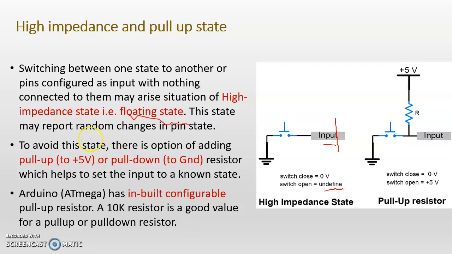So in this condition, what is necessary? The adding of a pull-up resistor. So this R here is connected. This R is called a pull-up resistor, or it is also called a pull-down resistor. So what happens when we connect this pull-up resistor?